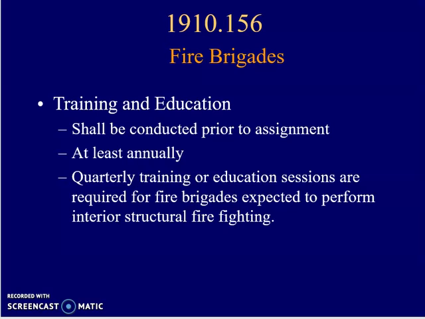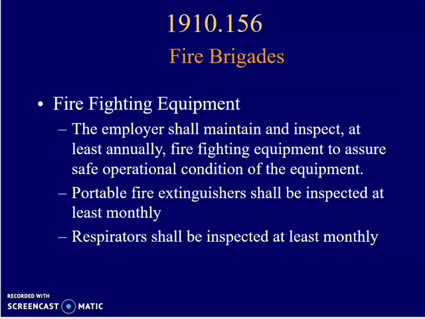When it comes to training and education, this has to be, of course, performed prior to the assignment. You don't want to send untrained people to extinguish a given fire. They need to be trained on an annual basis, and there needs to be some quarterly training or education sessions for fire brigades that are expected to perform interior structural firefighting.